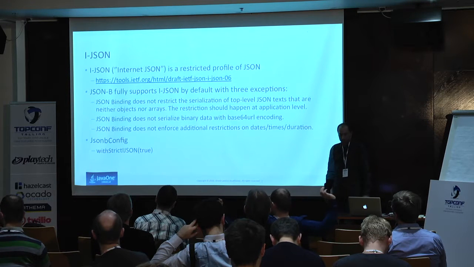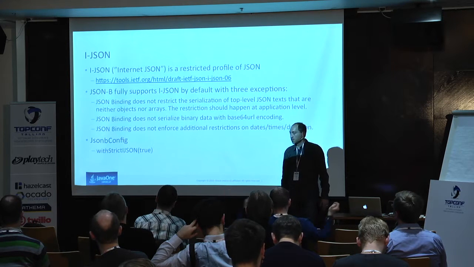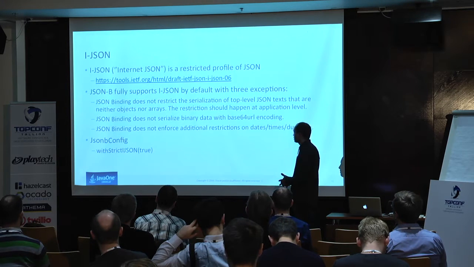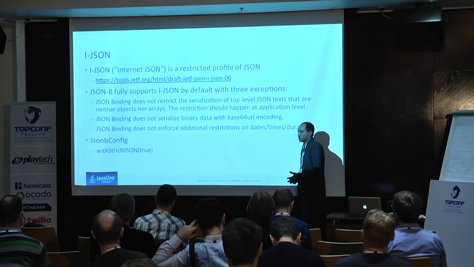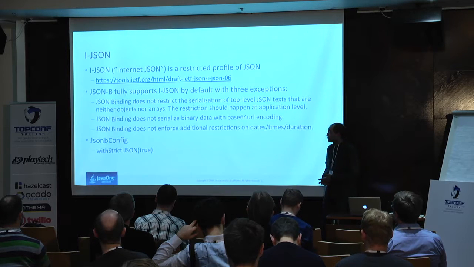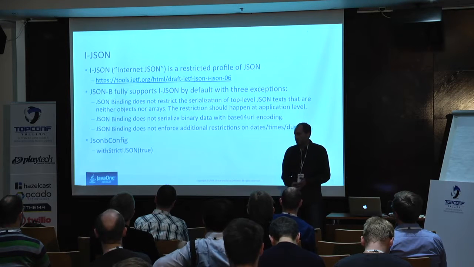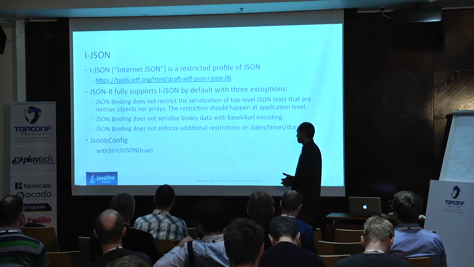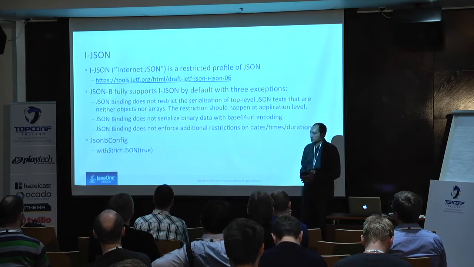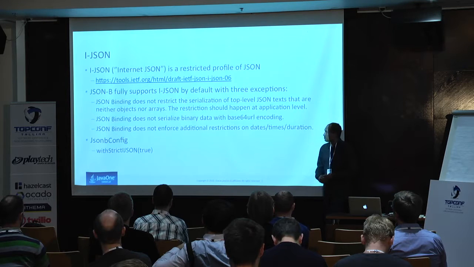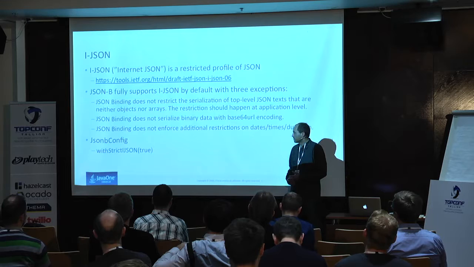One of the most recent additions to the current implementation was support for I-JSON, which stands for Internet JSON. It's a restricted profile of JSON defined by the Internet Engineering Task Force. JSON-B fully supports this with some exceptions by default. But if you really want to strictly follow the profile, just tell it to the config.